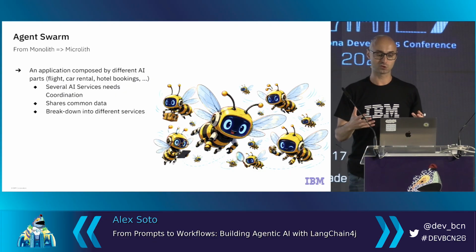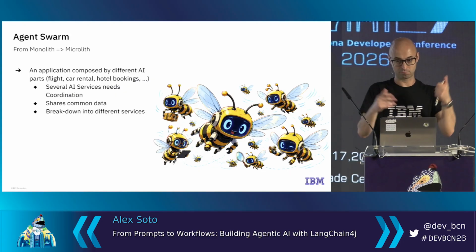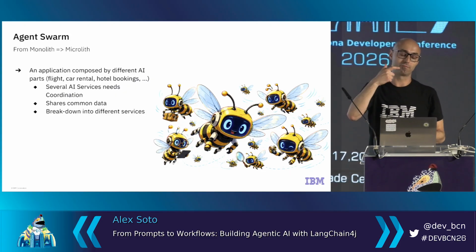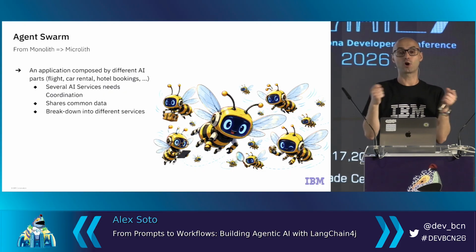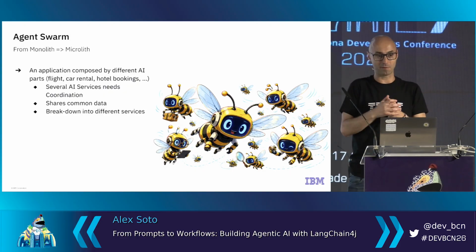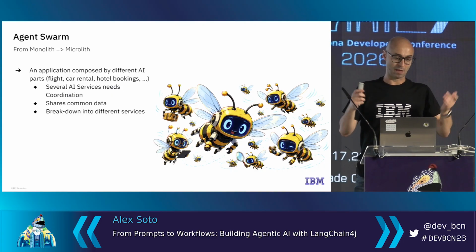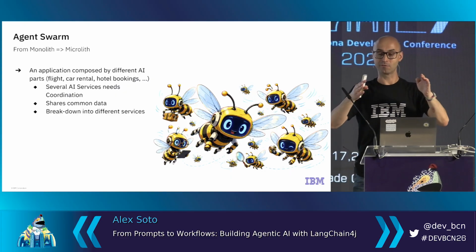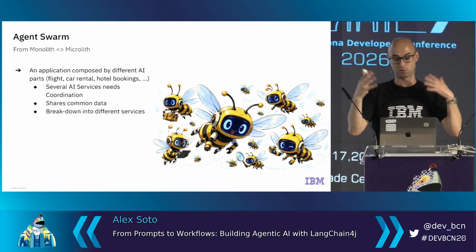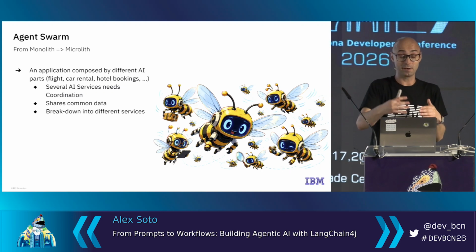And you will need some kind of, first of all, coordination, right? In the case of a travel agency, I will need to book or find flights, find hotels, and so on. Also, all these agents will share common data. Again, with the travel agency example, if I want a flight to Amsterdam from one date to another date, I need the dates and the place in all these agents, because I need to book a hotel in Amsterdam, and I need to find a flight from Barcelona to Amsterdam. So I need this information.